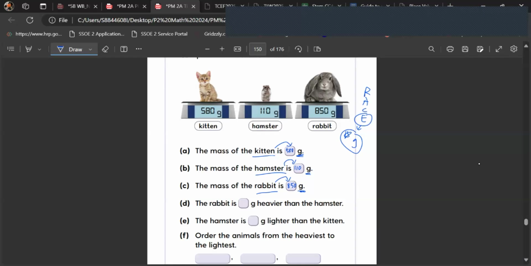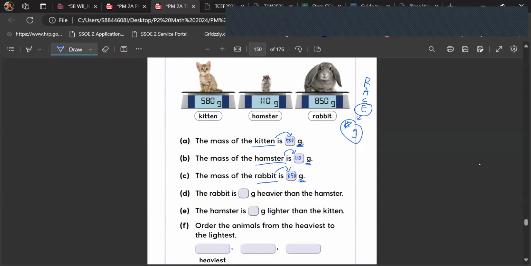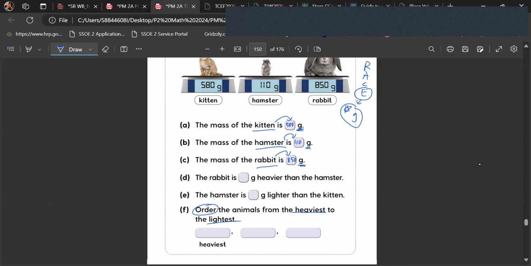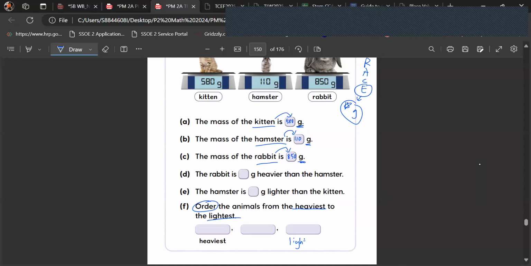Now we move on. Here it says, I will do the last part first. Order the animals from the heaviest to the lightest. And I write lightest here. I can look at the masses of these and compare them. Who's the heaviest here? The rabbit. The rabbit is the heaviest because it's 850 grams, followed by the kitten, then lastly, the hamster.